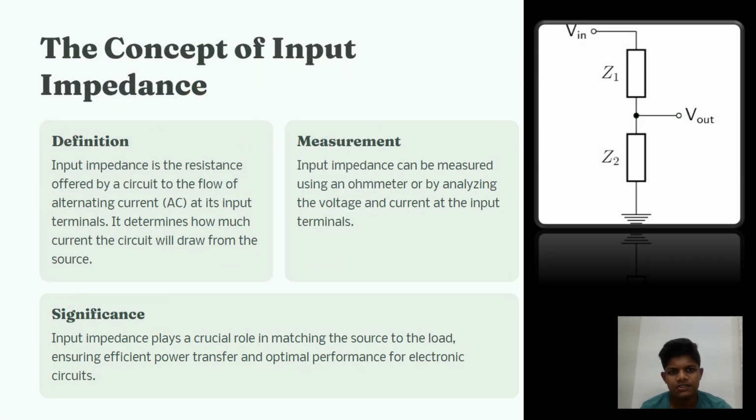Then coming to the concept of input impedance. Definition. Input impedance is the resistance offered by a circuit to the flow of alternating current at its input terminals. It determines how much current the circuit will draw from the source. Then measurement. Input impedance can be measured using an ohmmeter or by analyzing the voltage and current at the input terminals. Then input impedance significance. Input impedance plays a crucial role in matching the source to the load, ensuring efficient power transfer and optimal performance of an electrical circuit.